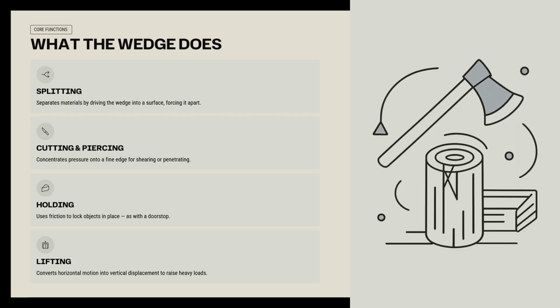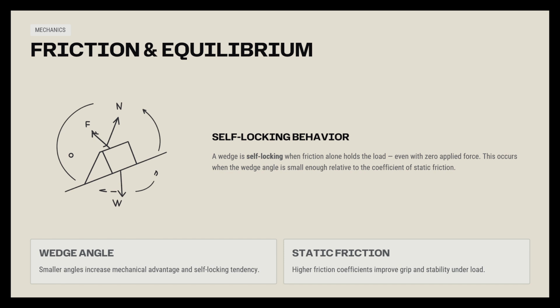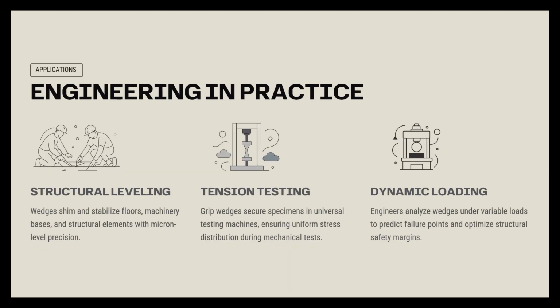In practical engineering applications, wedges are widely used for structural leveling to stabilize floors and machinery bases with extreme precision. In material testing, grip wedges secure specimens inside universal testing machines to ensure uniform stress distribution during mechanical tests. Engineers also analyze wedges under dynamic variable loading to predict failure points and optimize structural safety margins.